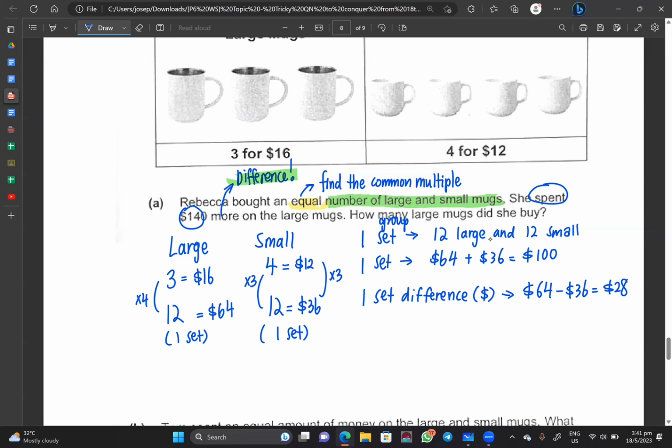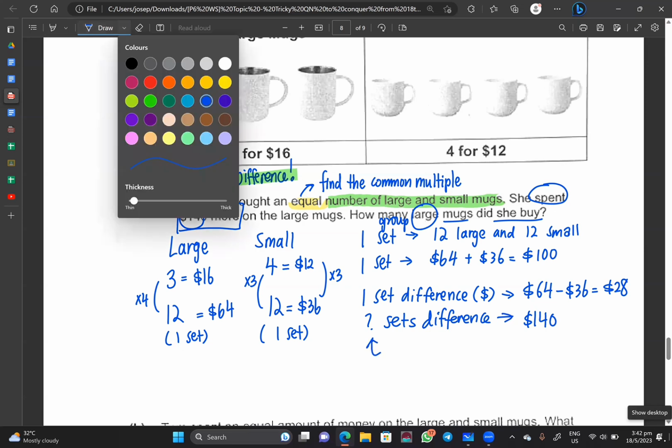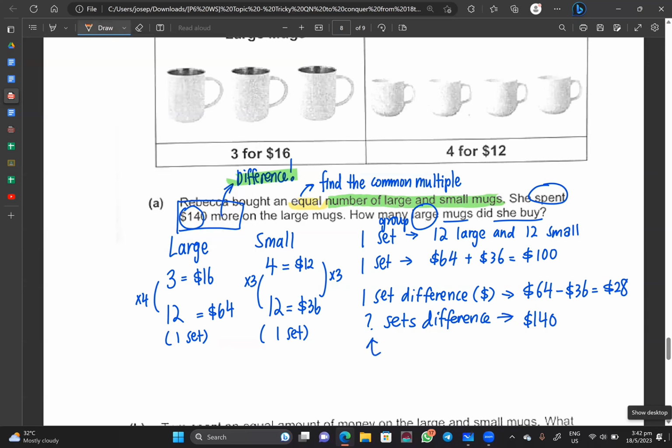Because the large mugs, if the mug is huge, then of course it should be more expensive. Now, what did the question say? How many large mugs did she buy? Correct? Now, what is the total difference? $140, correct? So I'm telling you that this is $140. Make sense? So how do I find how many sets are there? Very simple. Any idea, Chloe? How to find out what this is over here? Number of sets will now be what? 140 divided by 28.